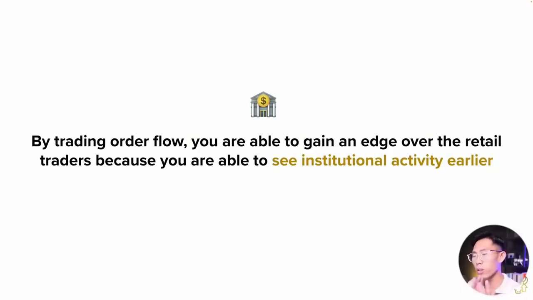Because when you are trading order flow, you are able to see institutional activity. That means you are able to see what all the big boys, the smart money, the financial institutions, the investment funds, basically all the smart money, what they are doing. And if you're able to see what they are doing earlier than the rest of the world, you will be able to trade with them. So when those big moves happen in the market, you will be able to get in before they actually even happen.